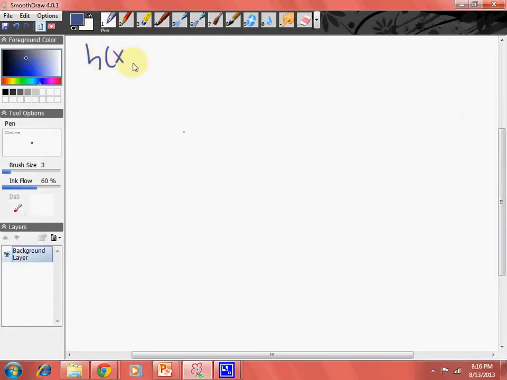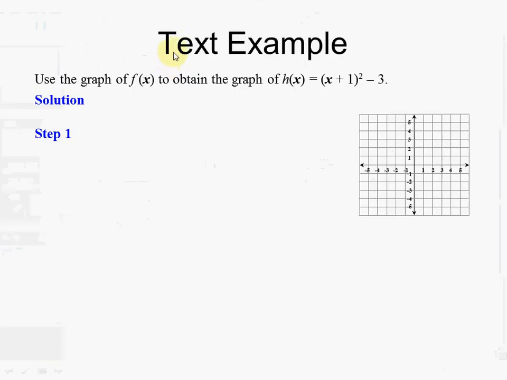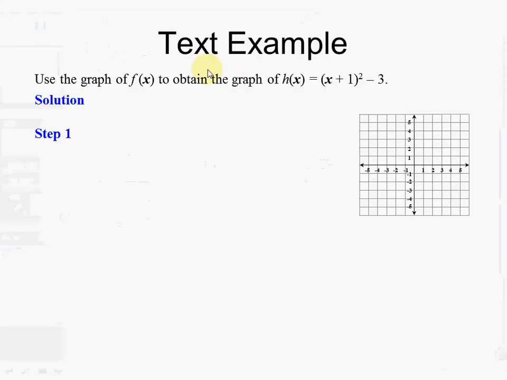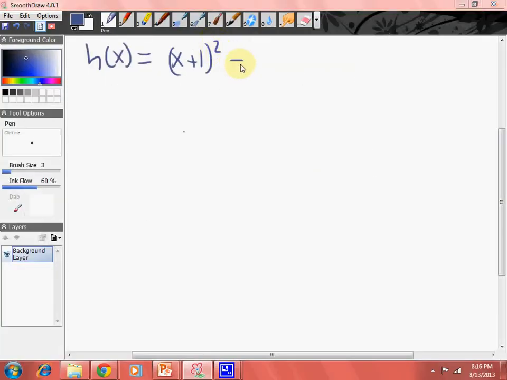So we have h of x equal (x plus 1) squared minus 3. Now over here I want to explain to you what kind of shifts I see. This number right here, this is a vertical shift. And the reason why this is a vertical shift is because the -3 is happening outside of the function. So think of it as the parent function for this guy.